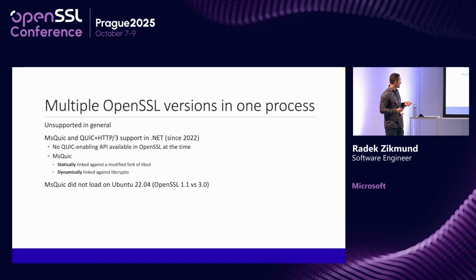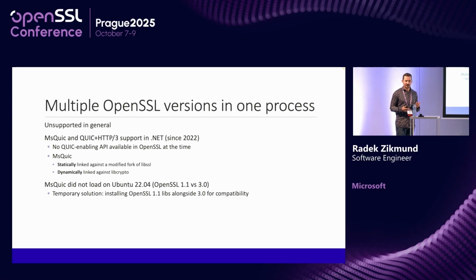Because at the time, MsQuic produced only binaries which used a fork of OpenSSL 1.1. So MsQuic tried to load OpenSSL 1.1, found only 3.0, so it did not load. So we didn't support QUIC on those platforms. And because QUIC was very new at the time, there was very popular demand to play with it and experiment with it.